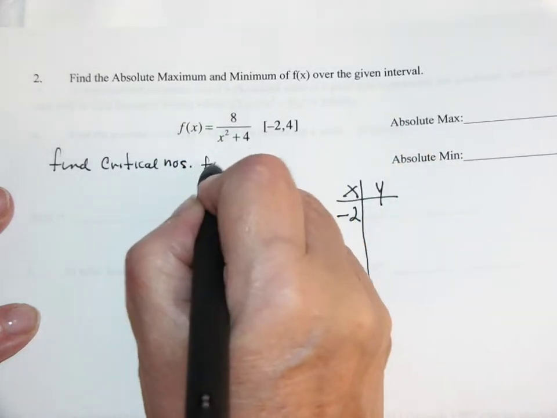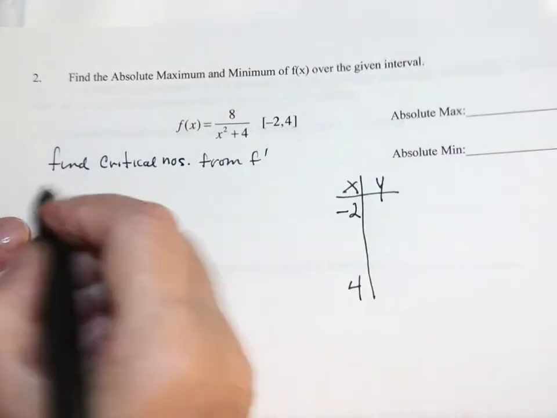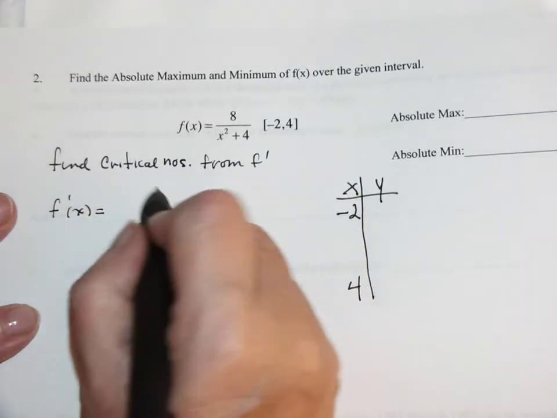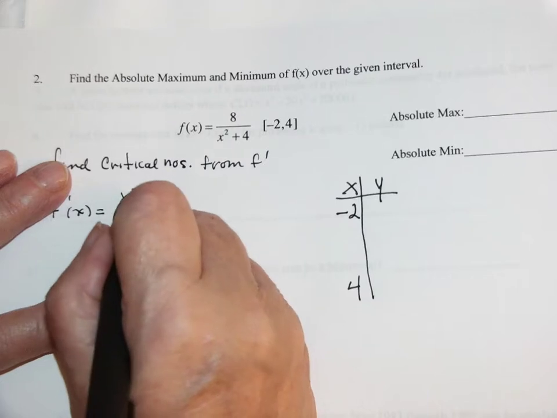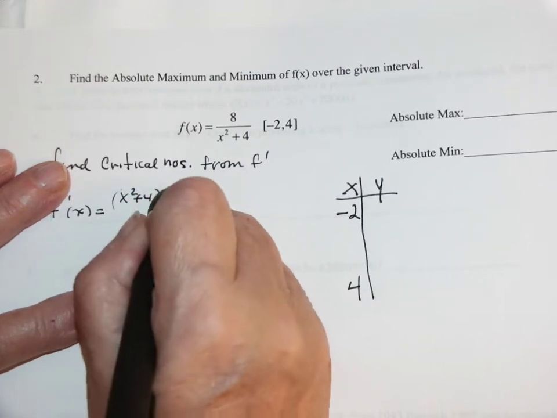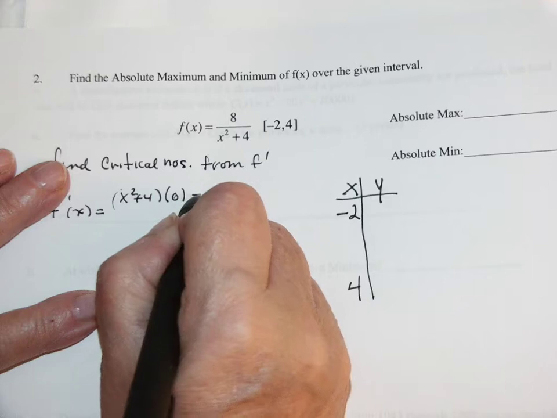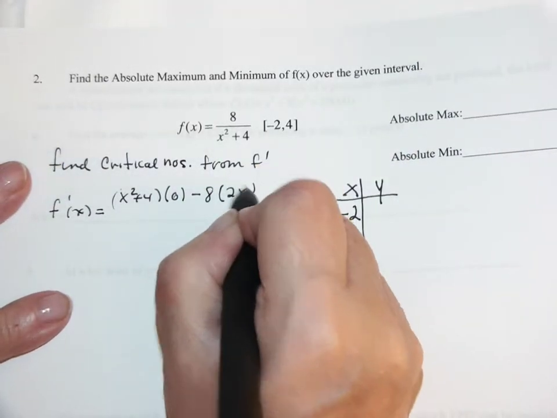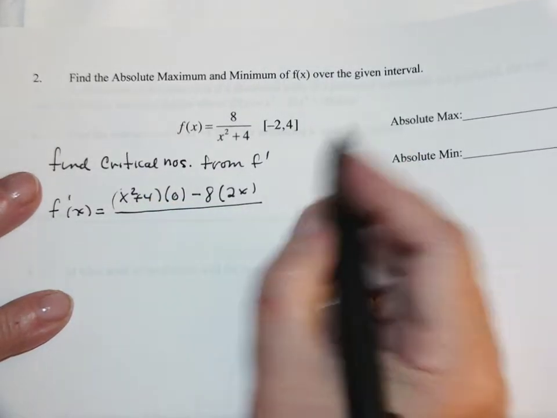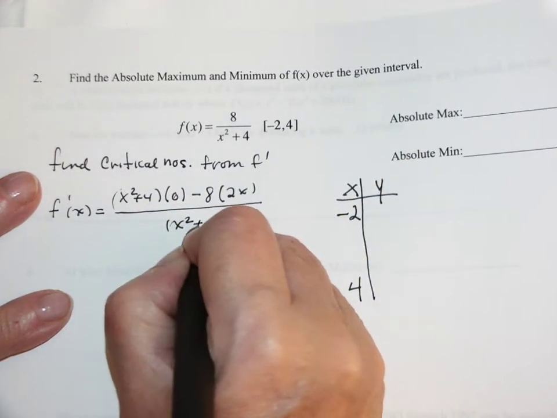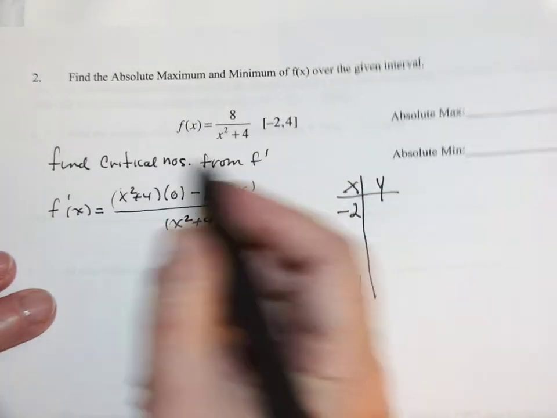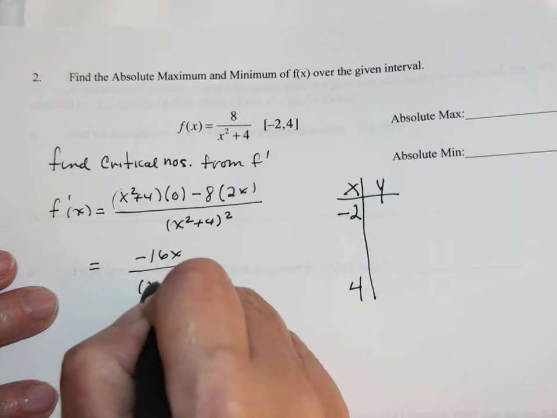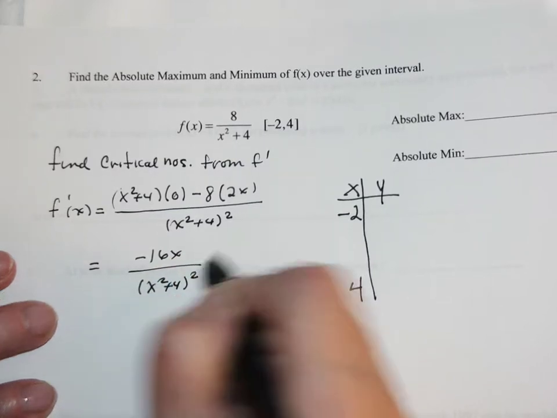And that's from f prime. So f prime, bring the denominator up, times the derivative of 8, which is 0, minus the numerator times the derivative of the denominator, which is just 2x, all over the denominator squared, x squared plus 4 squared. This is just -16x over x squared plus 4 squared.